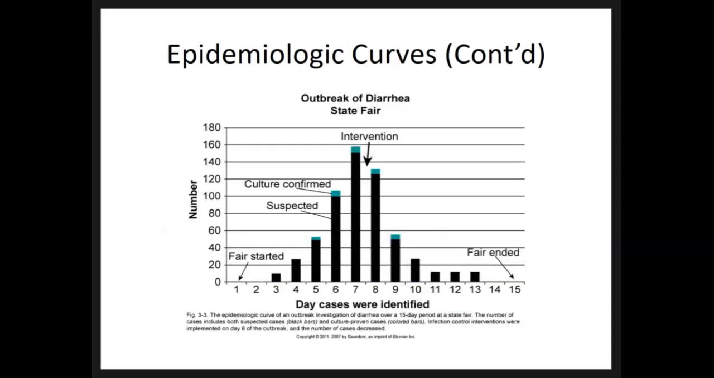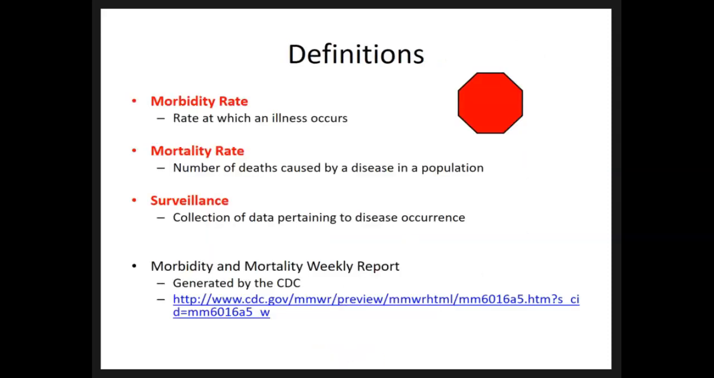Here's another curve, an outbreak of diarrhea at the state fair. So this is really more interesting. The fair started on day 1, and then on day 3 after the fair, it looks like about 10 people had diarrhea. And then after the fair had been in town a week, wow, 150 people. And then the fair ended and the diarrhea went away. Wow. But this is something fun and exciting and interesting that epidemiologists look at.